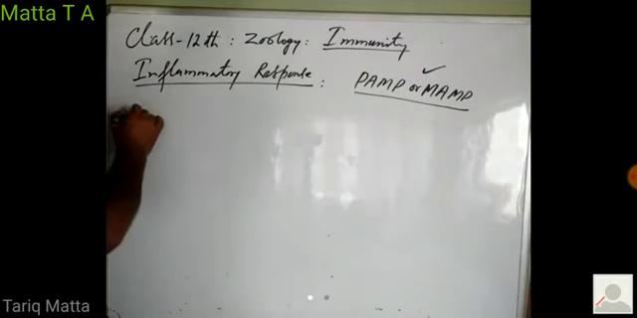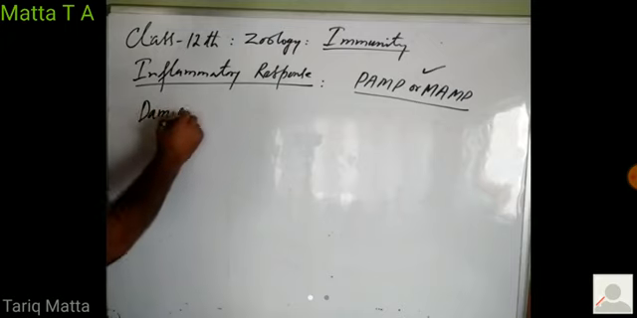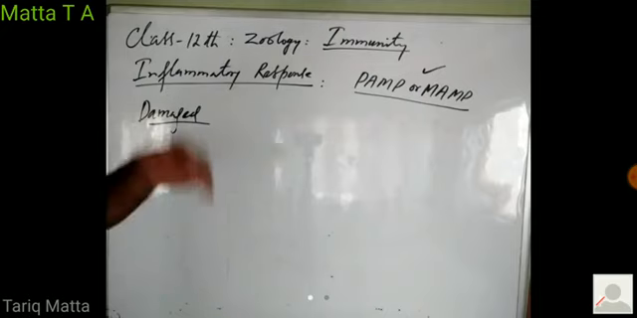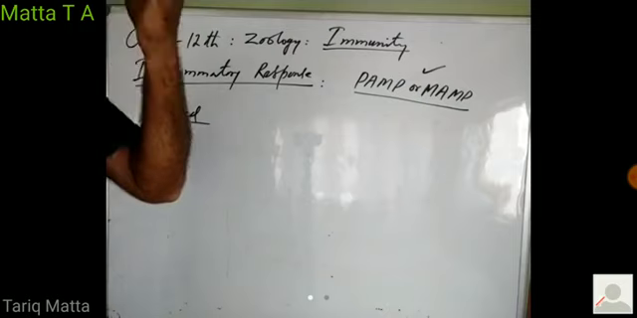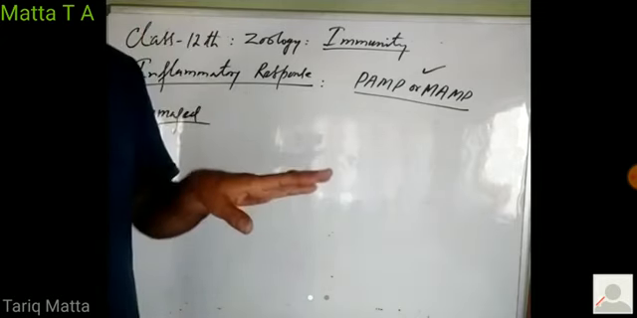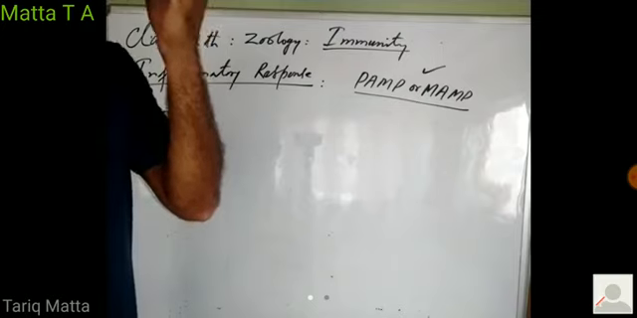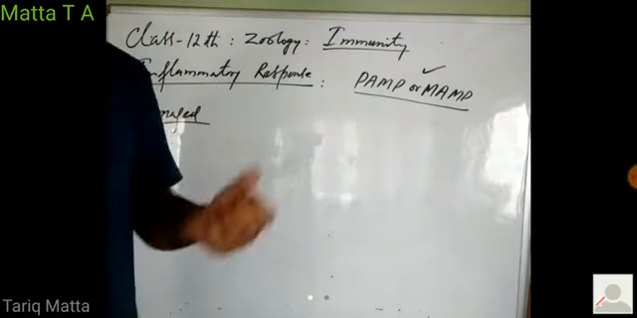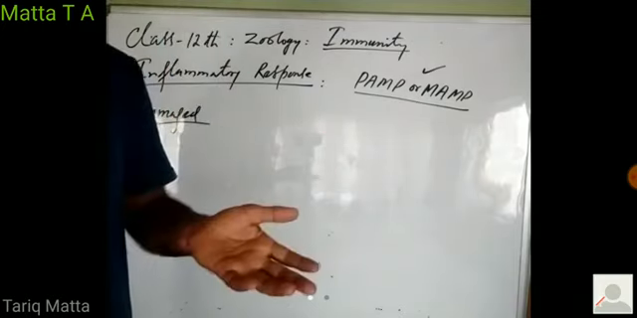Sometimes our body tissues get damaged without infection. You are playing cricket, and you get hit by a ball on your forehead. The skin is not cut, but we develop a swelling at the forehead. So how does that swelling develop? That swelling is an inflammatory response.